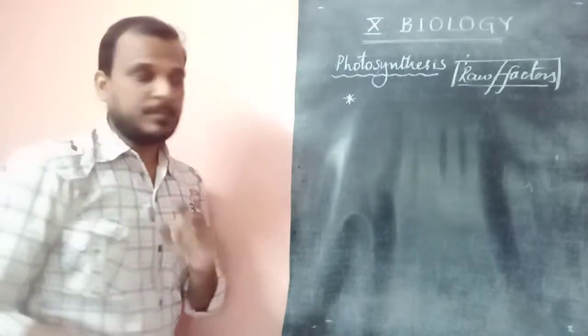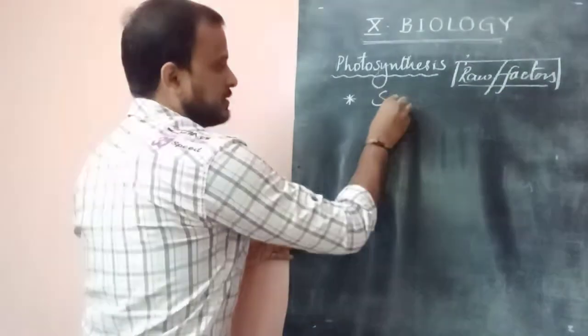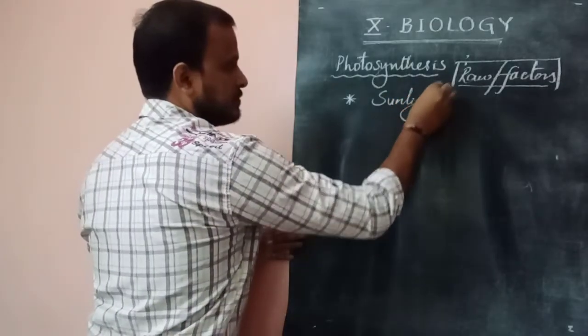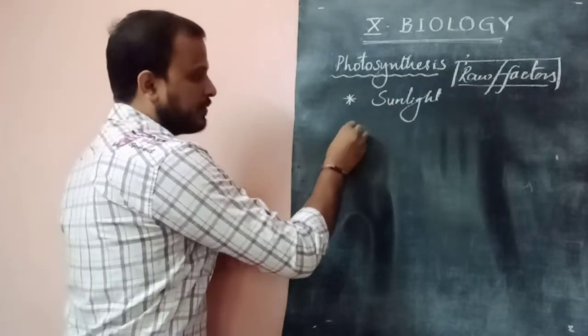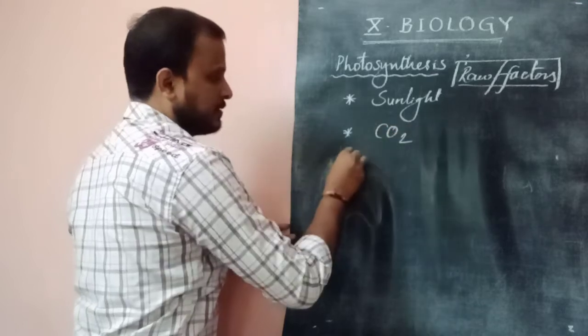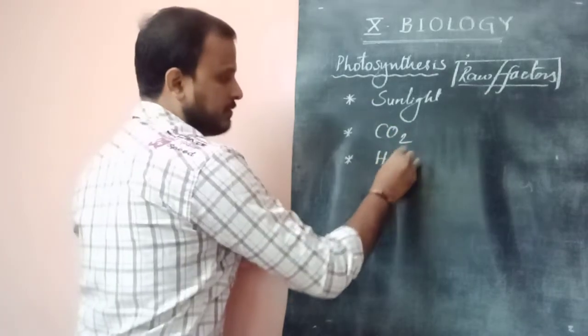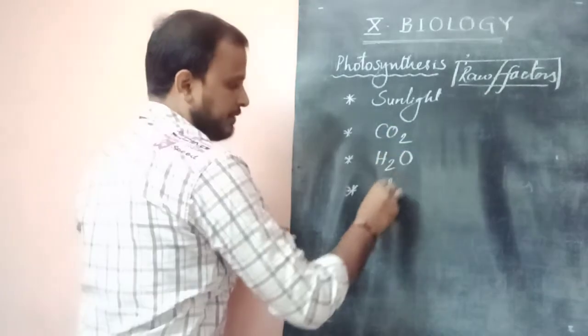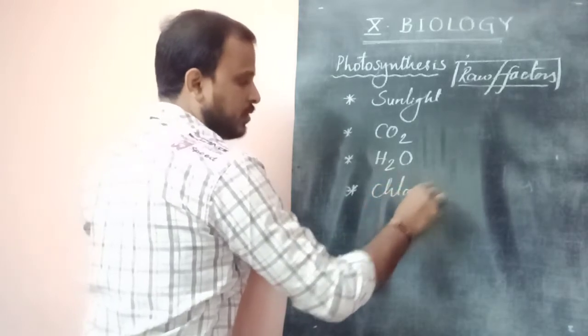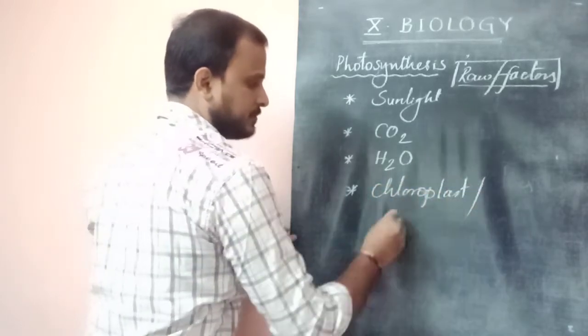The important raw materials are, you know, first one, sunlight. Second one, carbon dioxide. And next, water. And finally, chloroplast or chlorophyll.